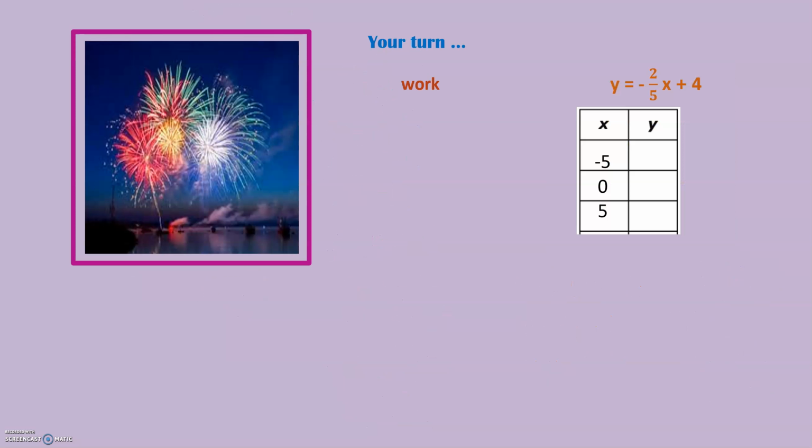All right, on your paper, you're going to go ahead and write y equals negative 2/5 x plus 4. You're going to fill in those 3 values to find out if you get the correct y values by doing the math. Pause the video when you're done, check your answers, and see if you're correct. Notice this time I didn't show any work. I just gave you the answers for y.